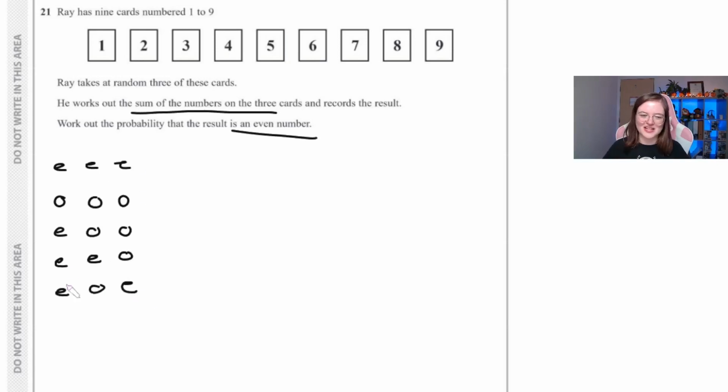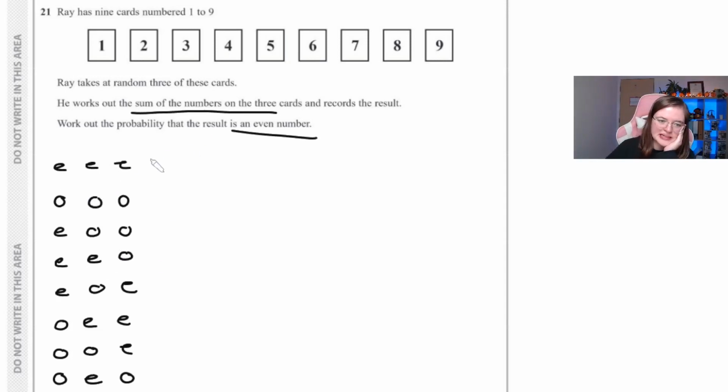And you kind of see what I'm doing here. He could then pick an odd card, then an even card, then an even card, or an odd card, an odd card, then an even card, or an odd card, an even card, then an odd card, right? Those are his options that he could pick. Let me just check. Okay, so those are his options. We need to figure out which of these is going to give us an even number.